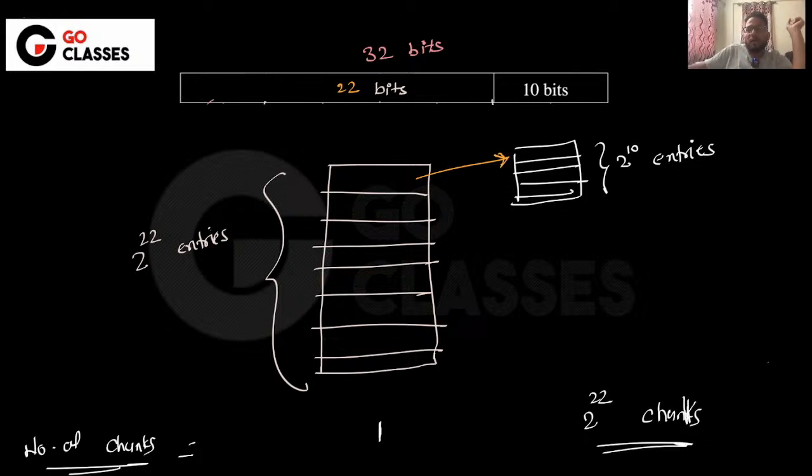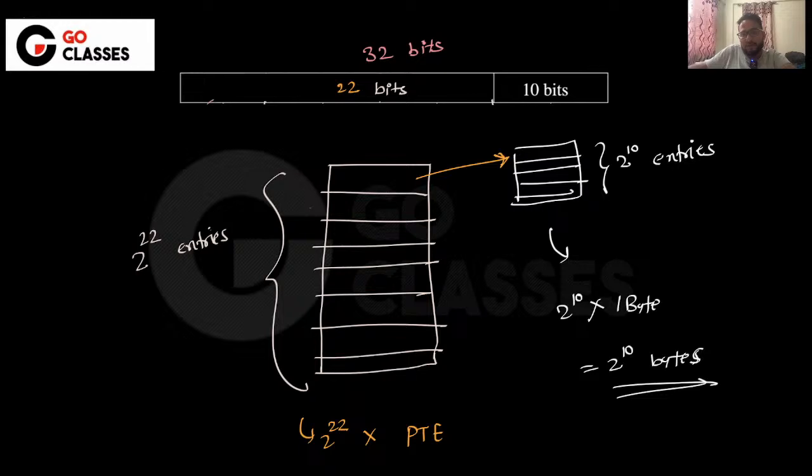I hope that is clear. Now let's just do one thing. Let me divide this page table. Let me divide this page table maybe in such a way that I group them. Okay, this is 8, right?